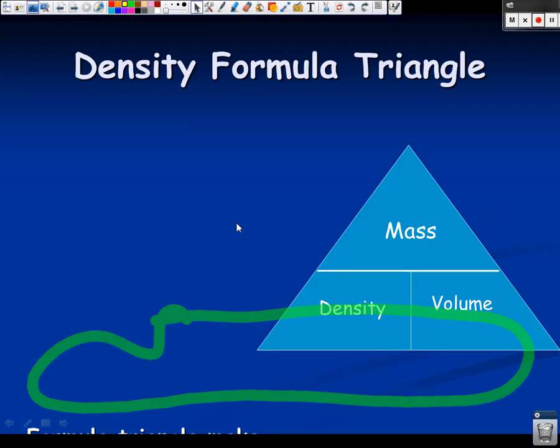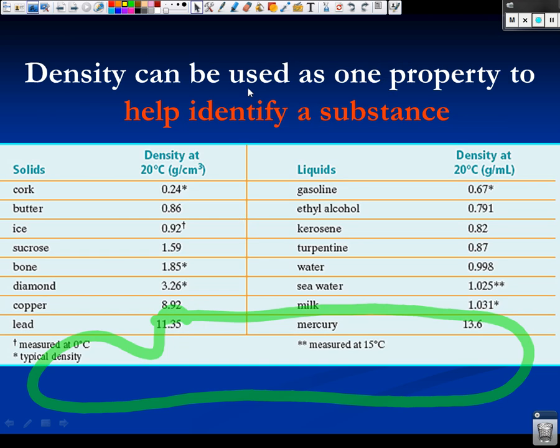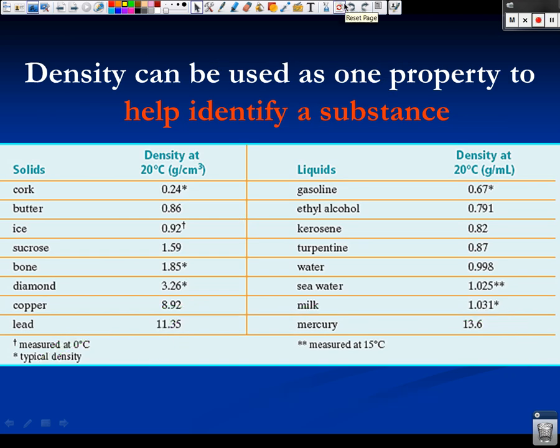So let's go down and let's look at this. Actually, a few things. This is a list, and I like this list. You don't have to write anything down on this. But this is a list of substances and their specific densities, okay, at a specific temperature. On the left, you've got a bunch of solids, and on the right, you've got a bunch of liquids. So looking at this, you've got cork, butter, ice, sucrose. Anybody know what sucrose is? Table sugar. Yep. Okay. Bone, diamond, copper, and lead. And then liquids, you've got gasoline, ethyl alcohol, kerosene, turpentine, water, seawater, milk, and mercury.